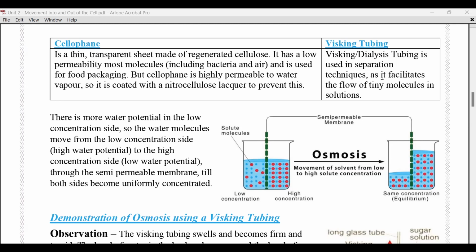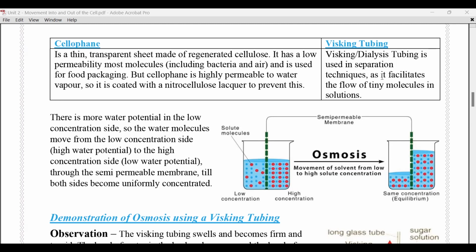There's more water potential in the low concentration side, so water molecules move from the low concentration side, higher water potential, to the region of low water potential through the semipermeable membrane till both sides become uniformly concentrated.